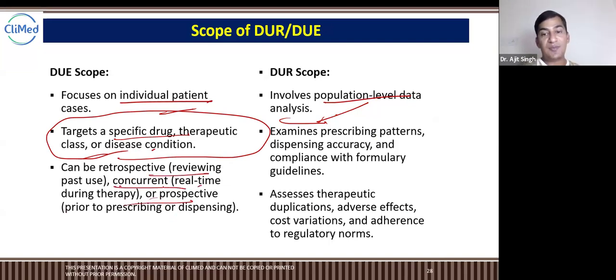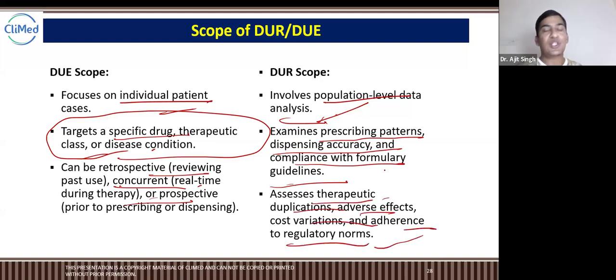It can be retrospective, past, or concurrent. And when you look at the DUR, it examines the prescribing patterns, dispensing accuracy, and compliance with the formulary guidelines. That you can do with the DUE also, that doesn't matter. And assessment of therapeutic duplications, adverse events, cost variations, adherence to the regulatory norms. Okay, so it's totally different.